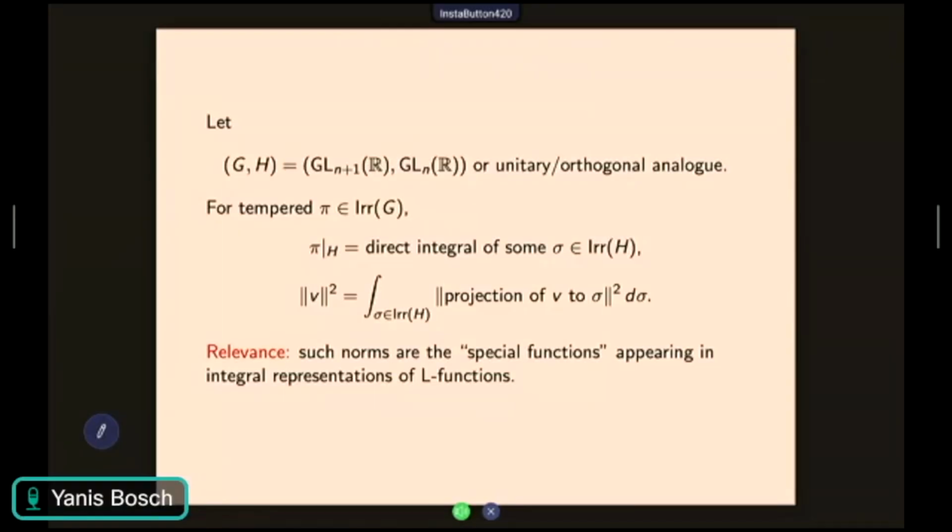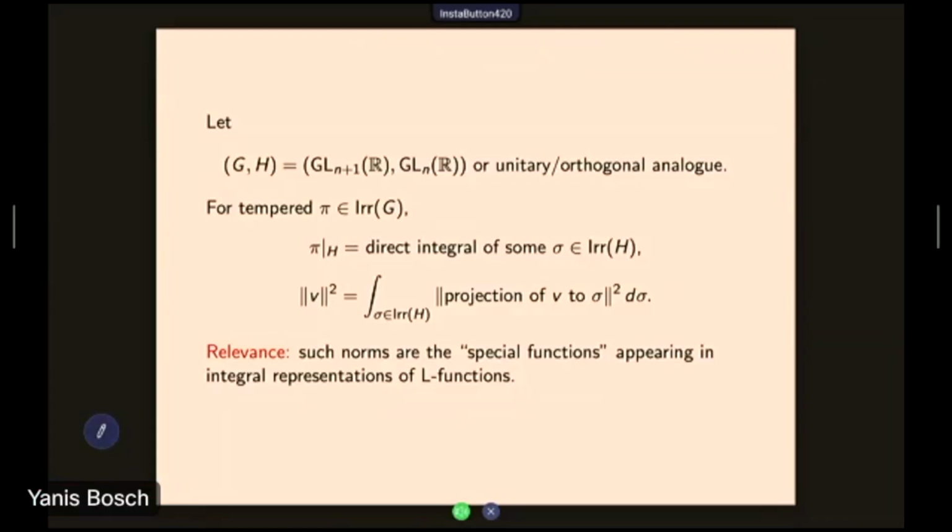And what this means very concretely is that you can write down an integral formula for the size of this projection, the size of the norm of the vector, in terms of the sizes of its projections onto each of these constituents sigma. A simple example of this would be taking a vector in a representation of SO3, decomposing it into SO2 types, and then writing the norm as the sum of the squares of the norms of those constituents.